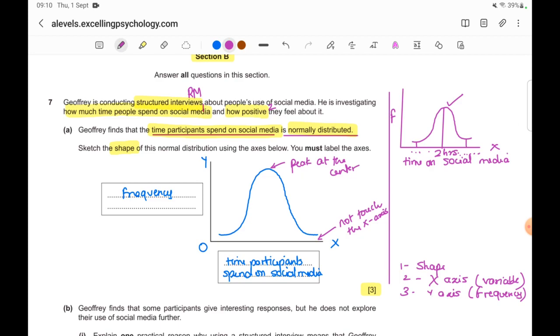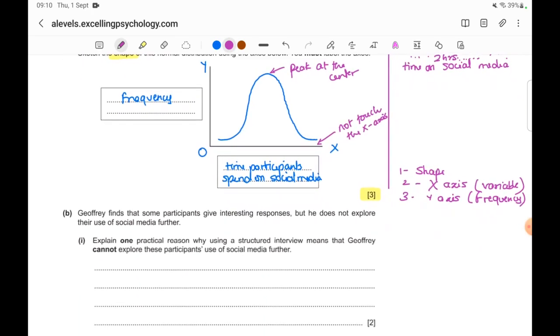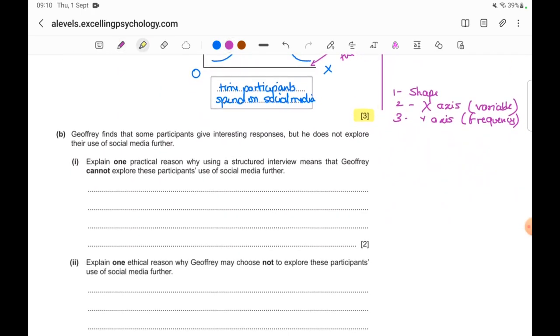If these two things are in place, you will get full marks, which is 1 mark for the shape. Okay, so that is for this answer. Let's move on to the next one.